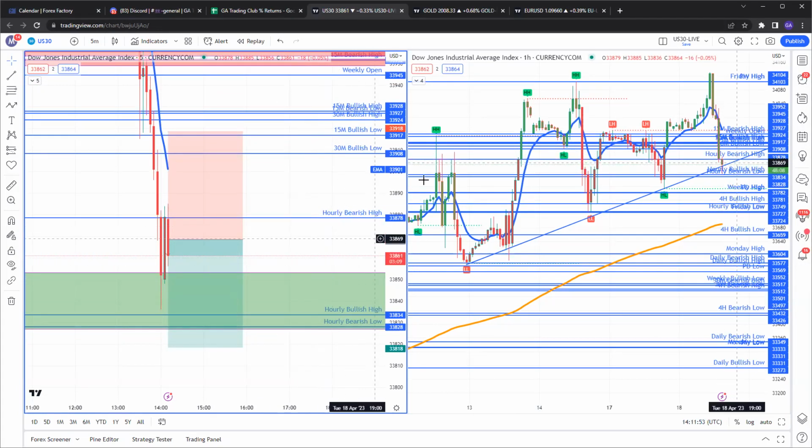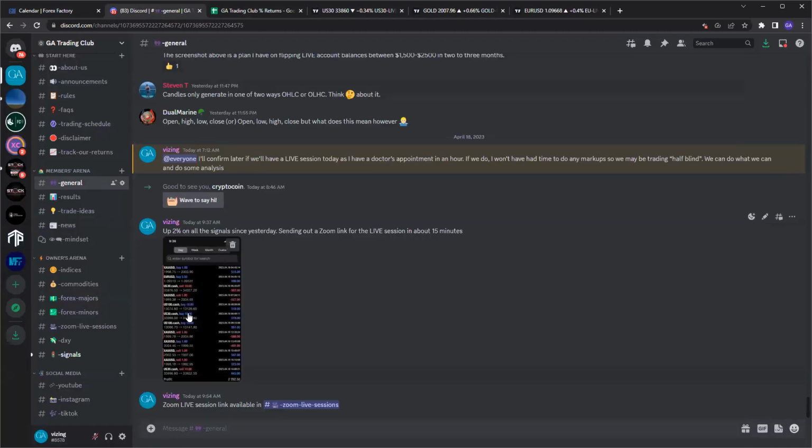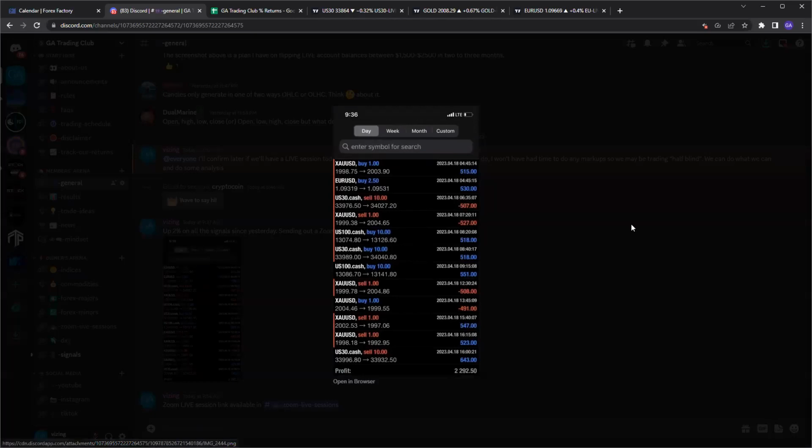Yeah, so keep in mind, today we only have this hourly bearish high, bearish low, and the bullish zones. Ignore all these other 15-minute and 30-minute zones as those were from yesterday. Today I didn't have time to do any markups. But anyway, let's go back to this. For these signals, just wait on one, take one, no need to be greedy.